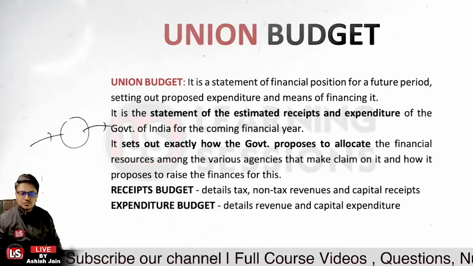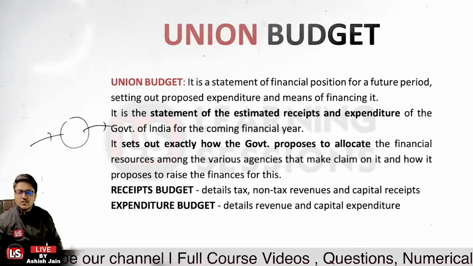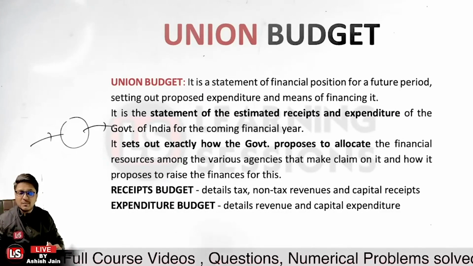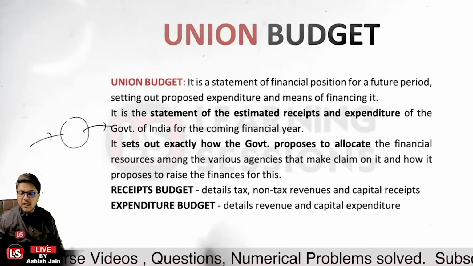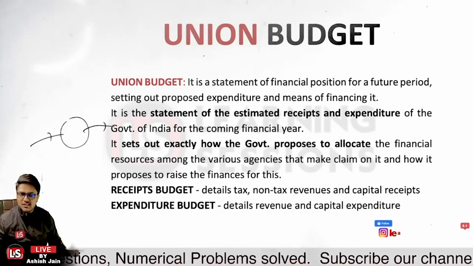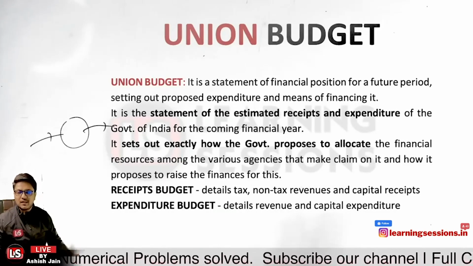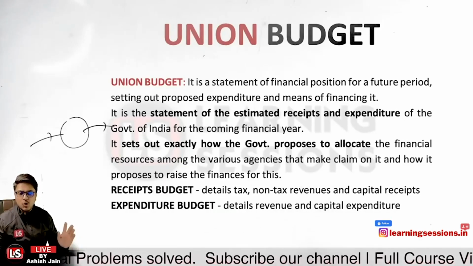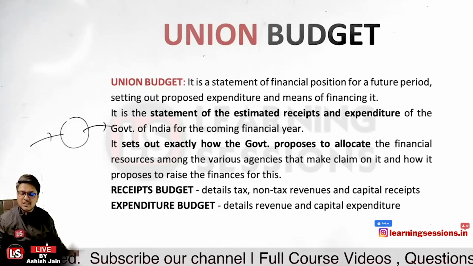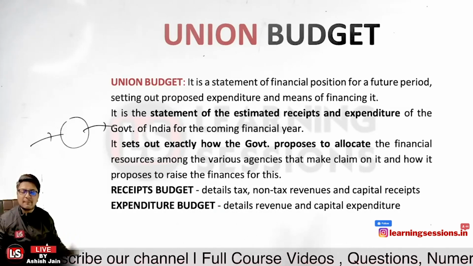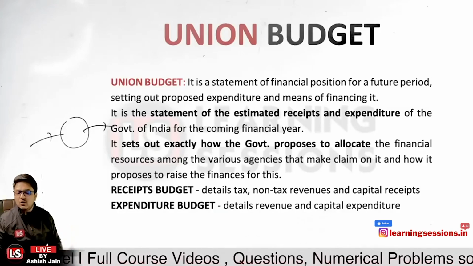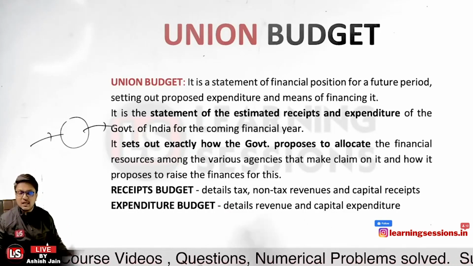I'm just telling you that when the government proposes a future outlay of what the revenue resources would be and how the government is going to spend those in the coming financial year, that is related to the union budget itself. And when we talk about the receipt budget, we are concerned only about the revenues, whether tax revenues, non-tax revenues, or capital revenues.